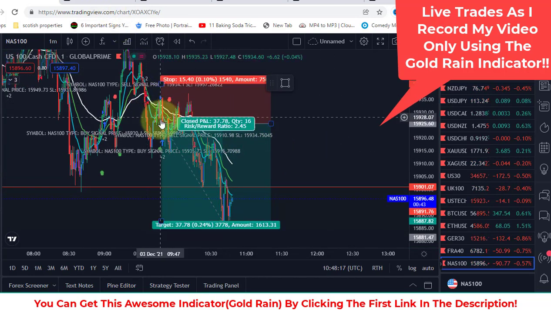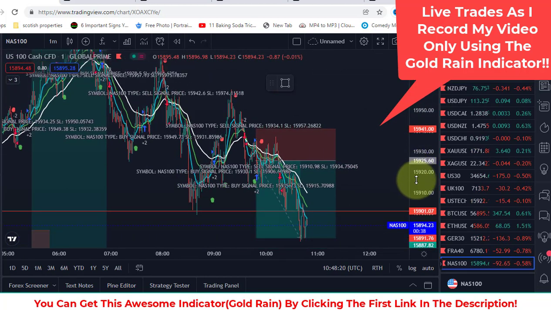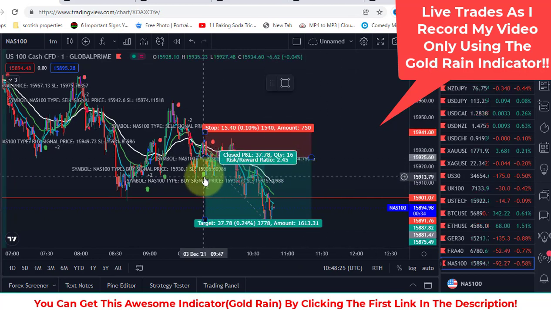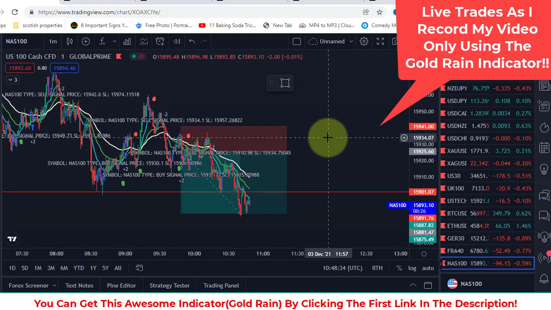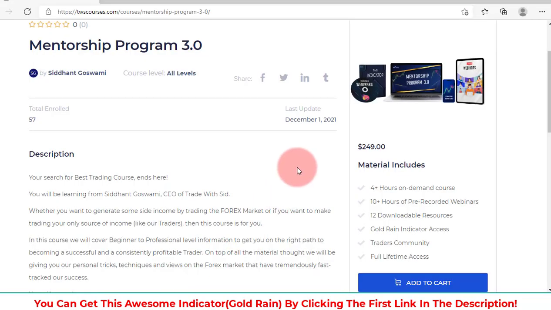You see, we have a sell signal here, and we know overall price is dropping, momentum is downward. So I went short here, let's say around 9:50, and what time is it? It's 10:48. So again, this is mainly thanks to the Gold Rain indicator, which is here, guys.